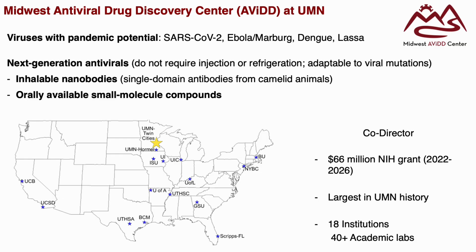Our goal is to develop next-generation antivirals that do not require injection or refrigeration. Importantly, these antivirals need to be adaptable to viral mutations, which is an important lesson we learned from COVID-19. We work on 2 types of antivirals. One is the inhalable nanobodies, which are single-domain antibodies from camelid animals. The other type is orally available small molecule compounds.